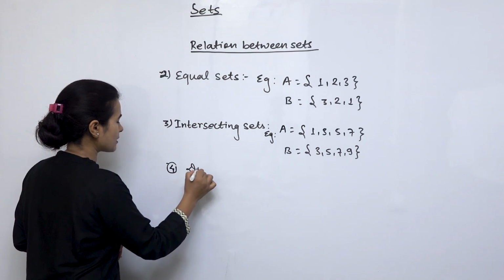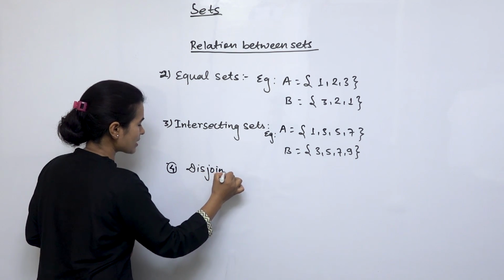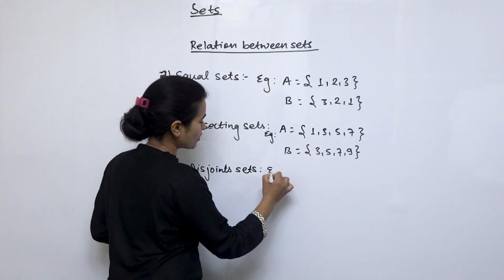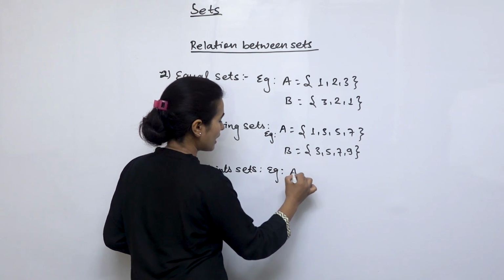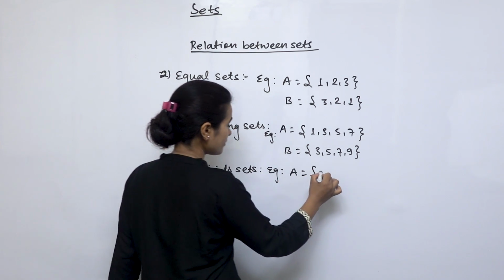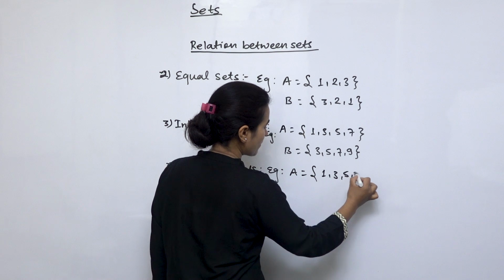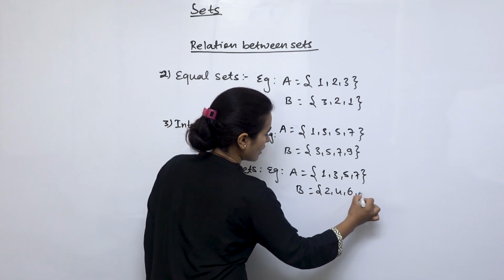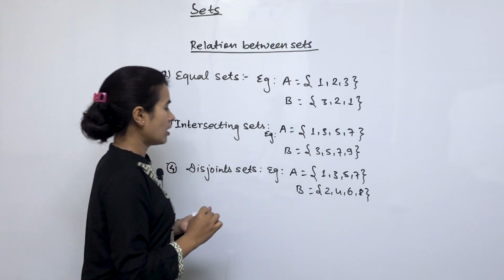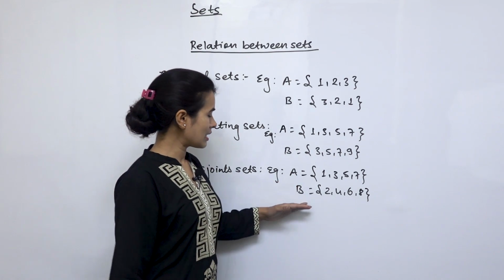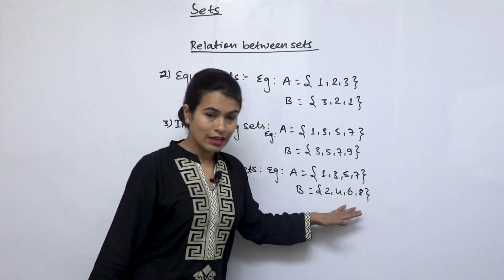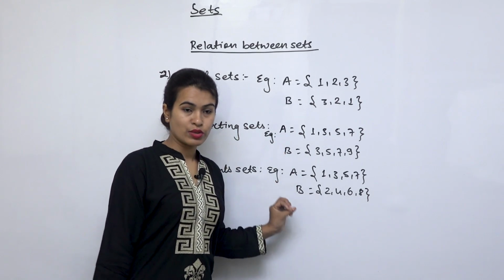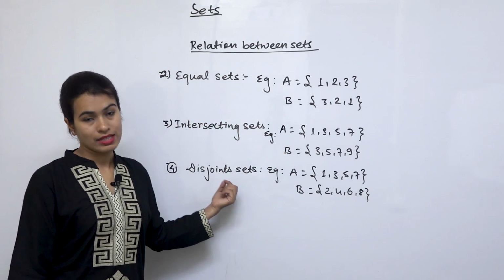Next, disjoint sets. Two sets are said to be disjoint sets if none of the members are common between the two sets. For example, in set A we have 1, 3, 5, 7, and in set B we have 2, 4, 6, 8. Set A is the group of odd numbers, and set B is a group of even numbers. Here we don't have any common members between the two, so this type of sets are called disjoint sets.